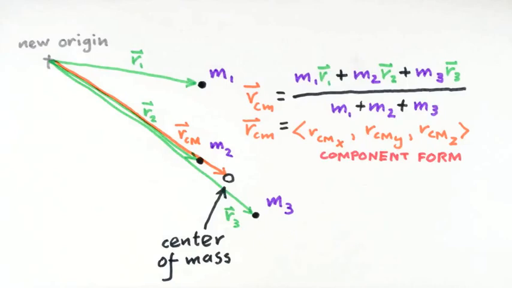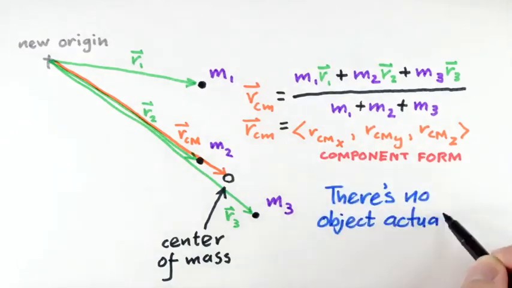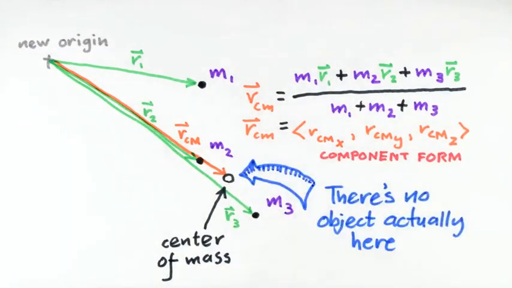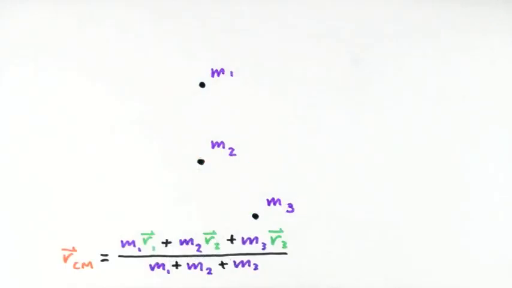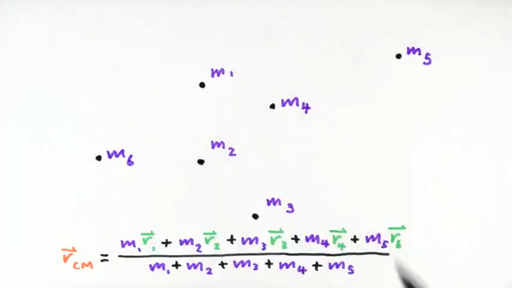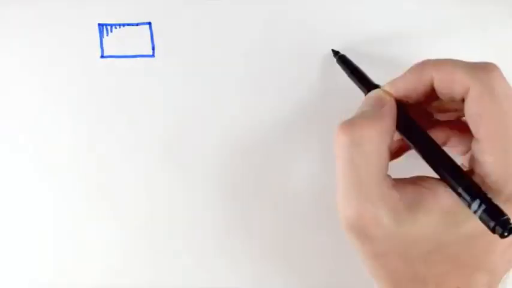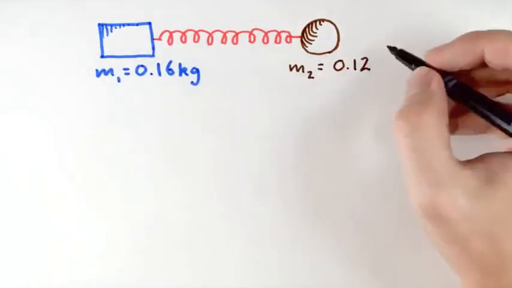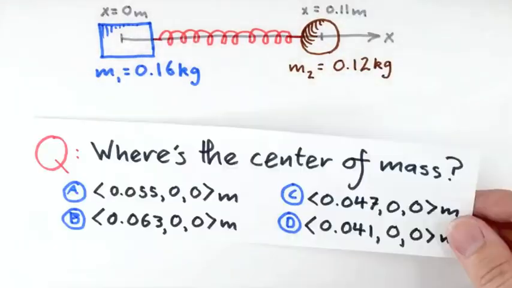Third, the center of mass of a system can lie outside of any piece of mass in the system. The center of mass does not have to be attached to or inside a piece of matter. Fourth, we show here the center of mass defined for three masses. However, this procedure works for any number of point masses. Now, with all this in mind, let's try to calculate the center of mass for this example.